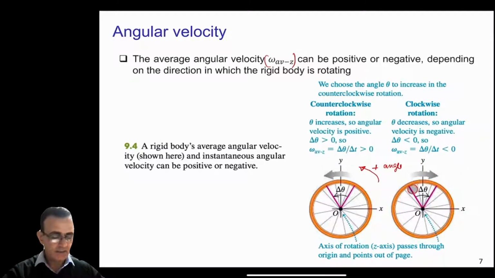But in this case, because the body is rotating in the clockwise direction and the angle is decreasing, theta2 will be smaller than theta1. So delta theta will be negative, and therefore the average angular velocity is negative in this case.